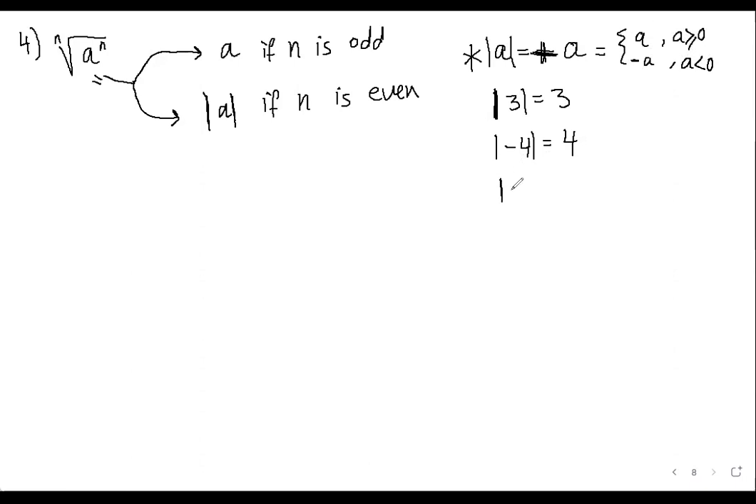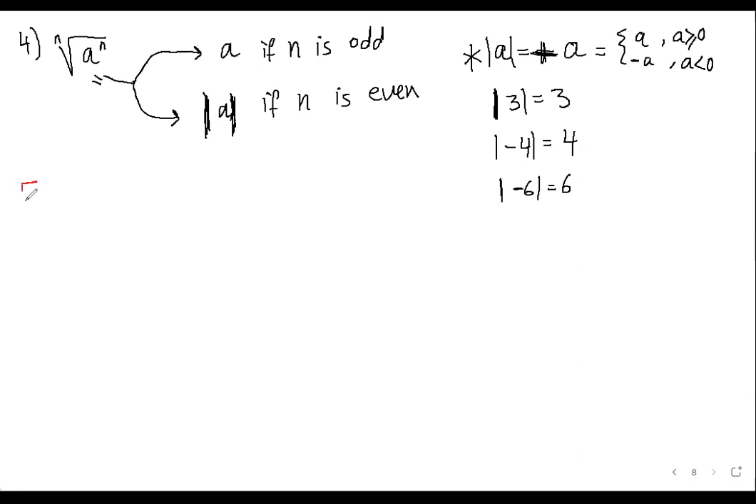For example, the absolute value of -6 is 6. So again, go back here. If n is even, then the answer must be positive. How can I make it positive? By taking the absolute value. If n is odd, it doesn't matter what a is. If it's positive, I keep it positive. If it's negative, I keep it negative. Make sense?